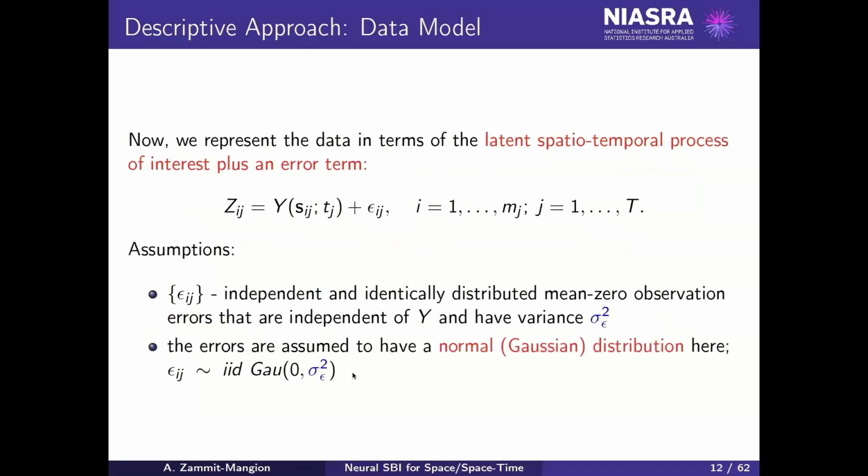So what does a data model look like? The simplest data model you could have is something like this, which is saying that Zij, which is the data at some spatial location i and time point j, is just the process at that location plus some measurement error. And that measurement error is typically Gaussian, but you could have more complicated error models if you want to.